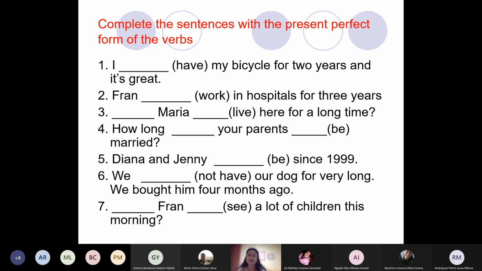The first sentence says, I have my bicycle for 2 years and is great. Who wants to complete the first sentence in present perfect tense? Who wants to try it? ¿Quién quiere intentarlo? Mi teacher. Okay, go ahead.